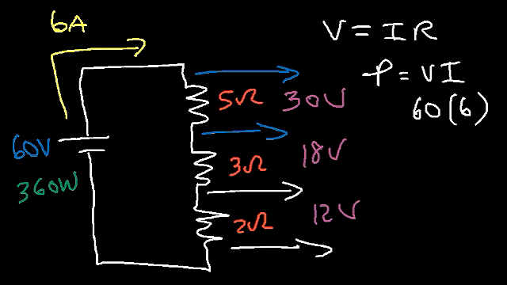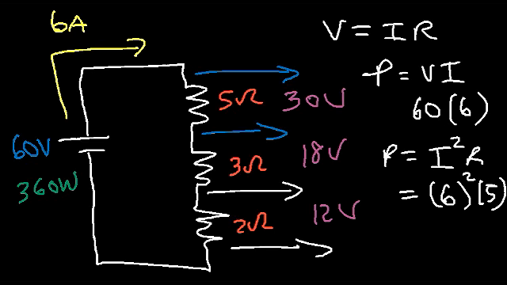Now the first resistor, how much power does it absorb? Let's use the equation I squared R. So the current that flows through it is 6 amps, squared, times the resistance of 5. So 5 times 6 is 30, and 30 times another 6 is 180. So this resistor absorbs 180 watts of power.